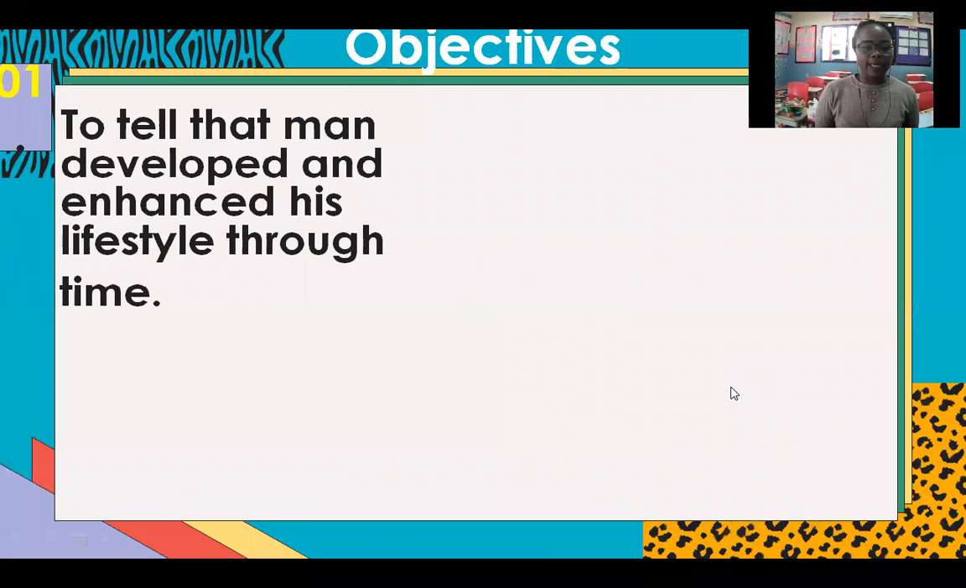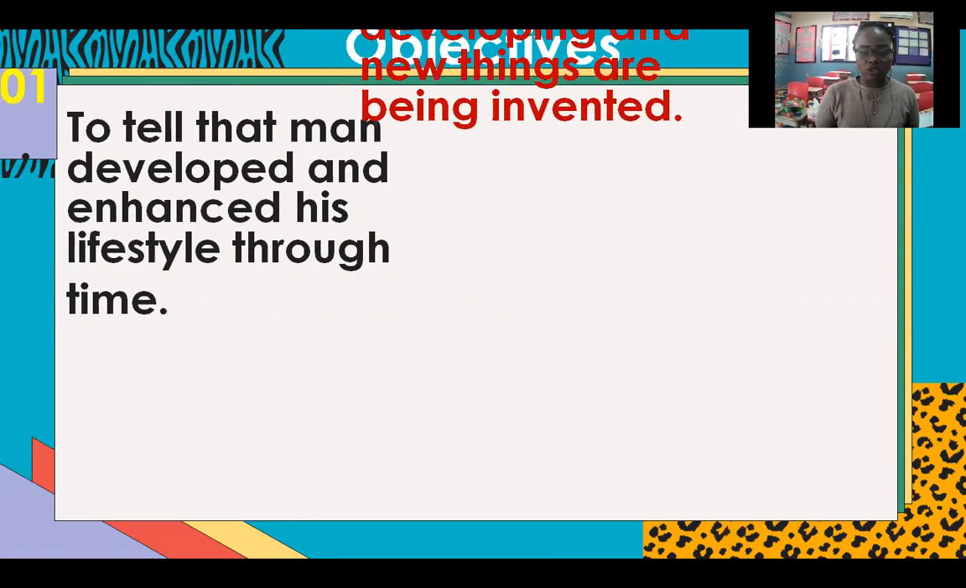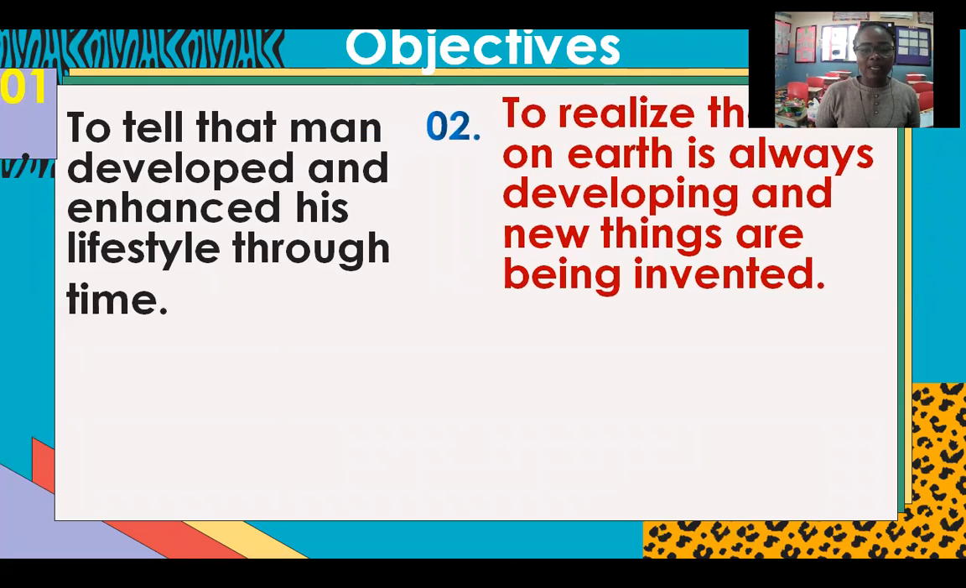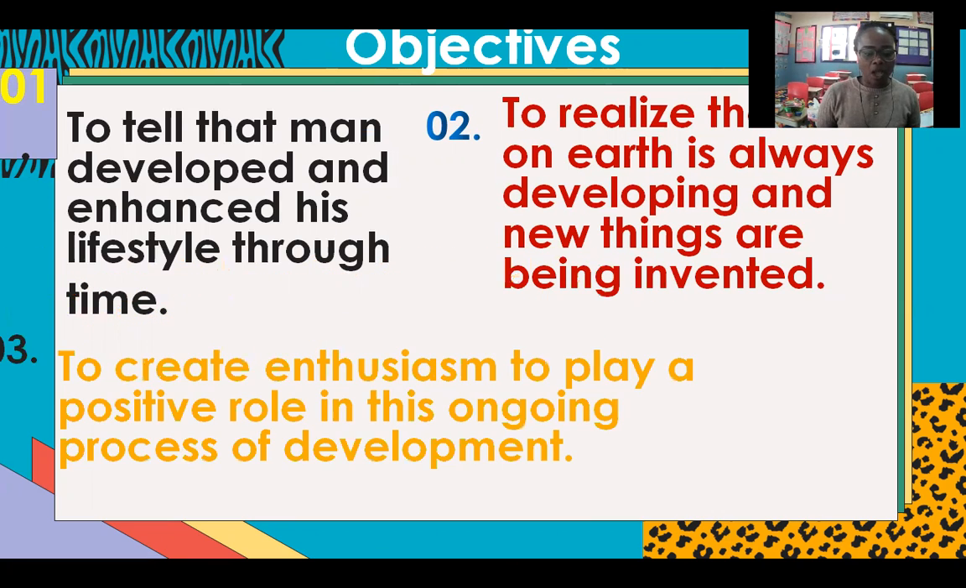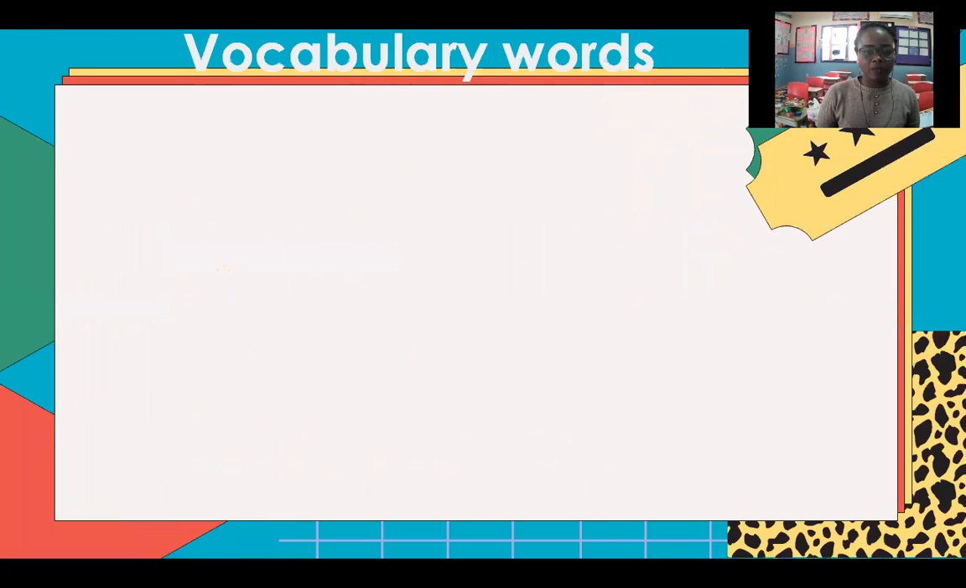Objectives are, at the end of this lesson, students should be able to tell that man developed and enhanced his lifestyle through time. To realize that life on earth is always developing and new things are being invented. To create enthusiasm to play a positive role in this ongoing process of development.